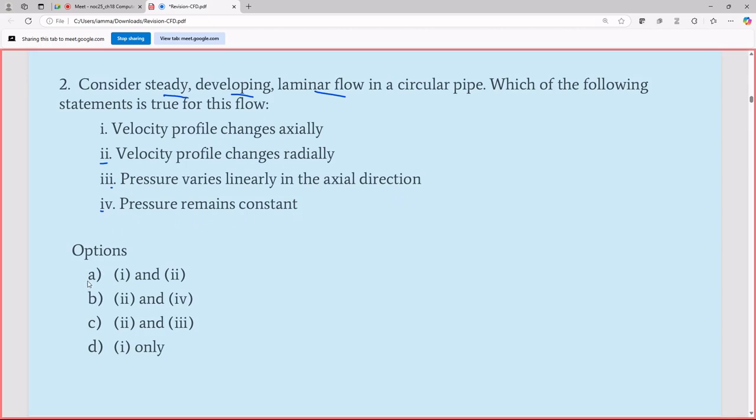And the options are: first option, statements 1 and 2 are true. Second option, B, statements 2 and 4 are true. Third option, statements 2 and 3 are true. Option D, only the first statement is true. So try to recollect the physics of internal flow through a tube and try to answer the question.